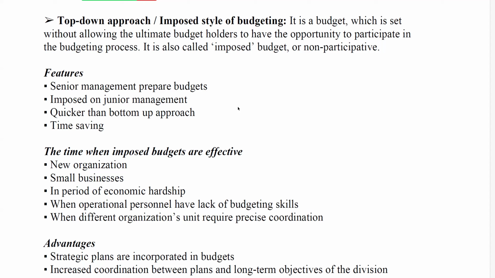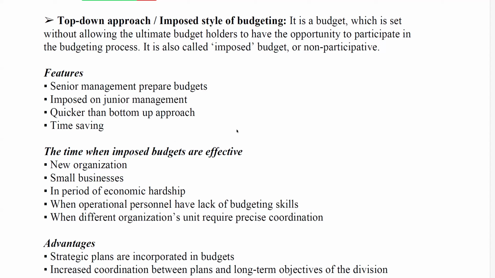So adequate information may not be there. So it is called imposed budget or non-participative budget. And what are the features? One, senior management prepares the budget. Two, it is imposed on junior management. Three, it is quicker than the bottom-up approach because this one we've done it and we are giving it to you, and it could be time-saving, right?